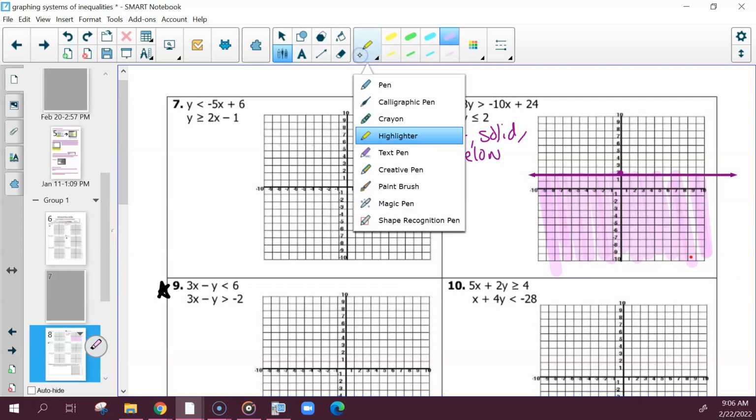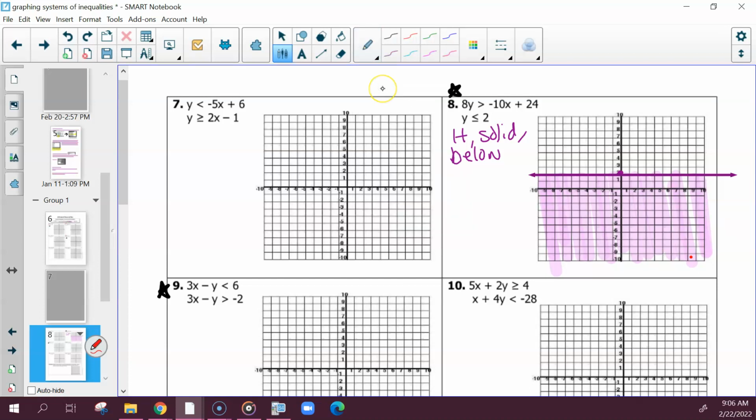Then for our other one, we need to solve this for y. How would we do that? Divide everything by 8. We have y is greater than negative 10 over 8. What would that simplify to be? Negative 5 over 4 x plus 3.